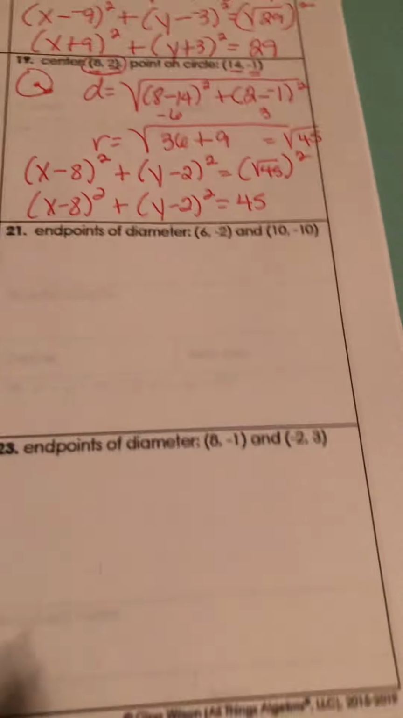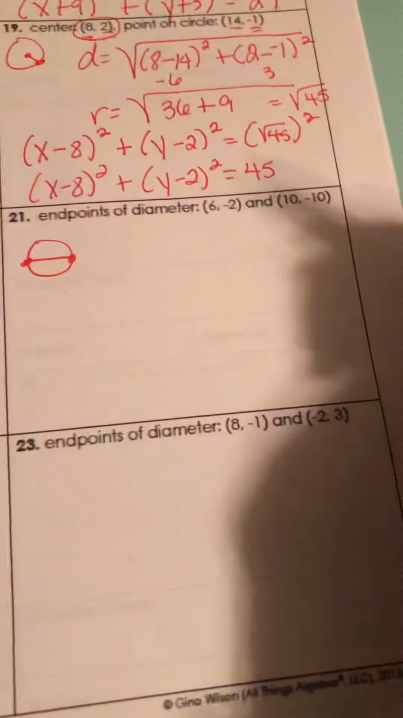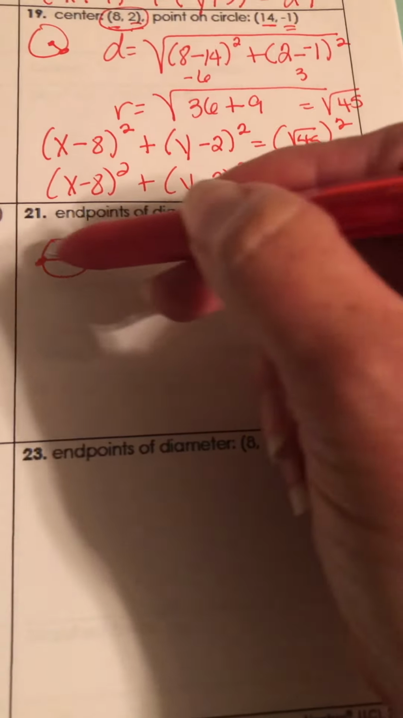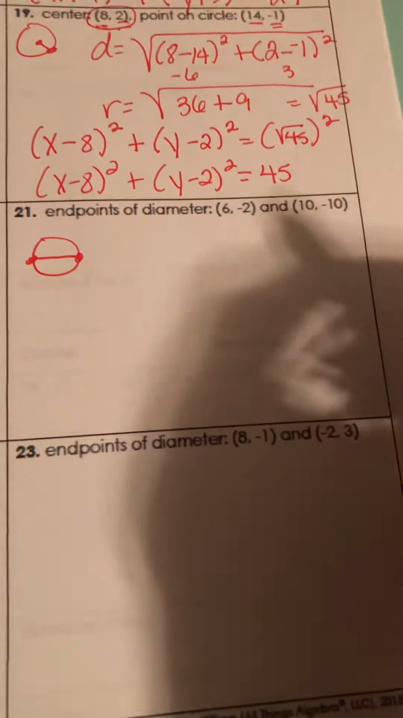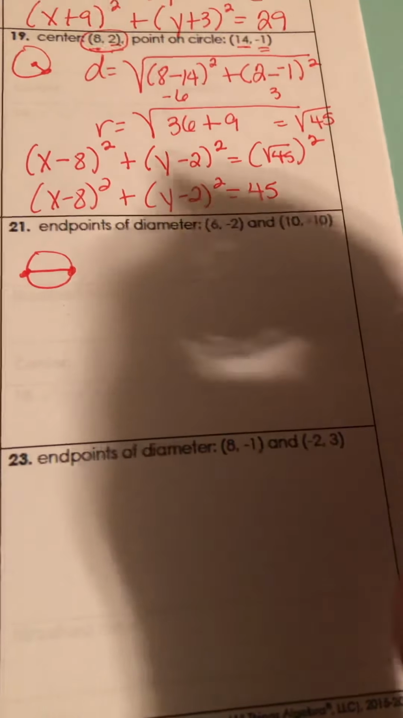Now, as you look at number 21, it says the endpoints of a diameter. Remember, a diameter goes through the center of a circle, and it touches both sides. So if we have the endpoints of our diameter, we do not have a center this time, so we've got to find the center using the midpoint formula.